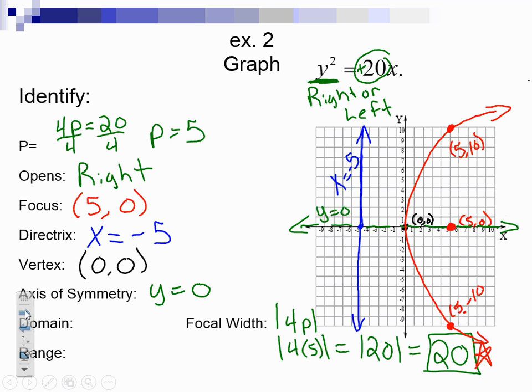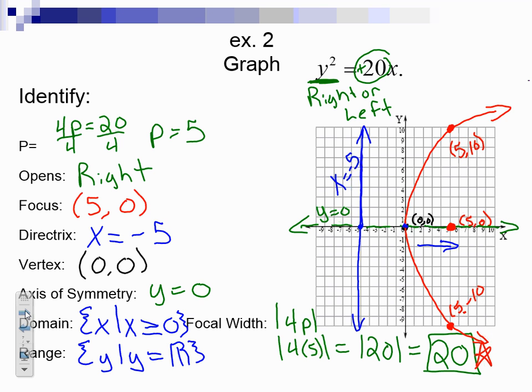Our domain on this one is going to be the one that's either greater than or equal to. So it's going to be x such that x, now if we look at this, our parabola is going to the right, and our numbers are getting bigger, so it has to be greater than or equal to 0. Now if it's going left or right, you guys, then our range is always going to equal all real numbers. So that's one thing we have to stop and think about a little bit.